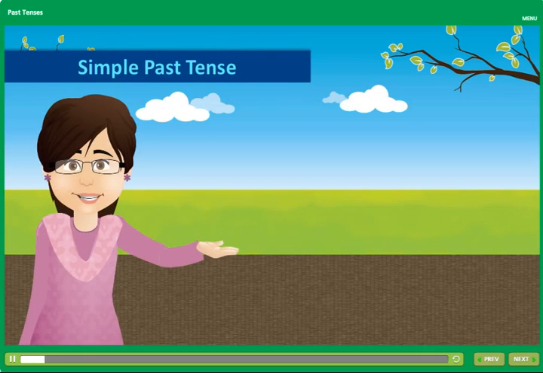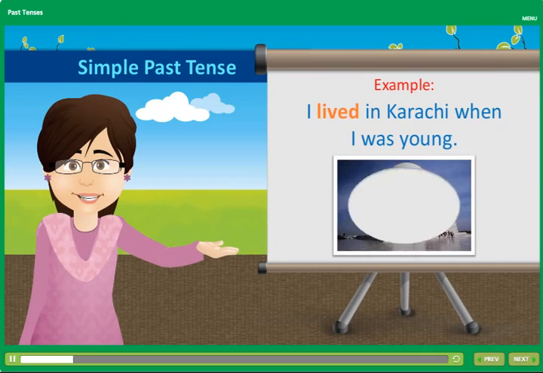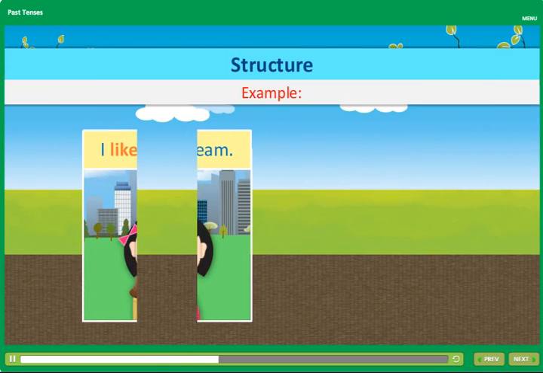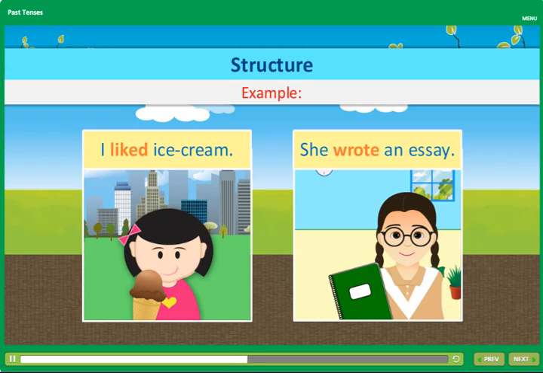Simple past tense tells us about actions that started and ended in the past. They don't have anything to do with the current moment. In simple past tense, the second or past form of the verb is used. Remember, we can change verbs into their past forms by adding ed if the verbs are regular. Irregular verbs have different past forms and must be memorized.